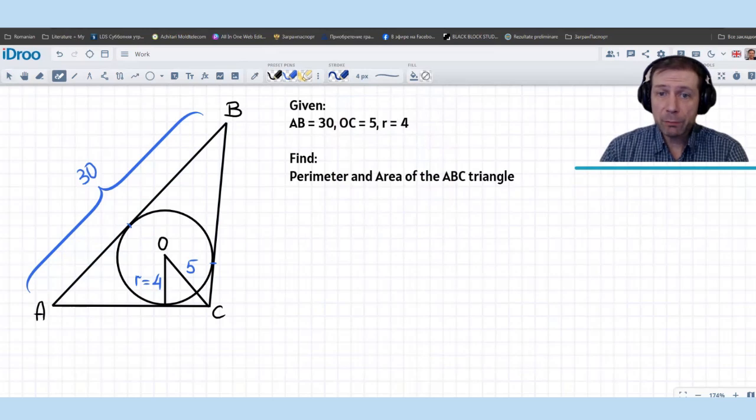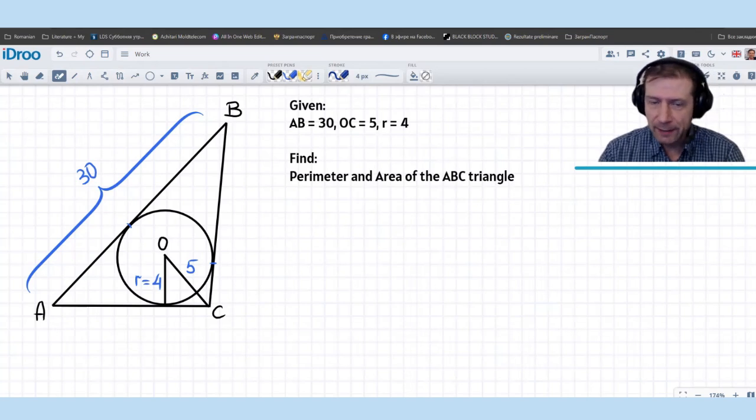Here we have such an interesting problem. We are given a triangle, and within this triangle we know OC, which is the distance from the center of the inscribed circle to the vertex, and also we know the radius of this inscribed circle, as well as the length of the side opposite to this vertex. We're asked to find the perimeter and area of this triangle.